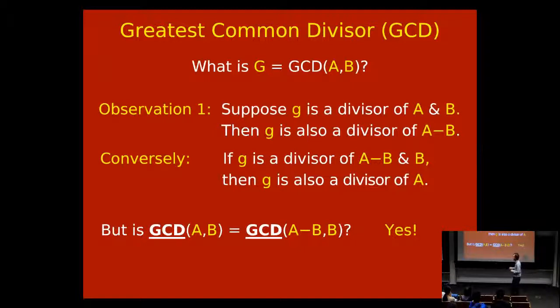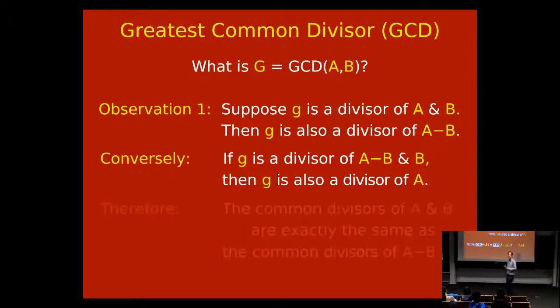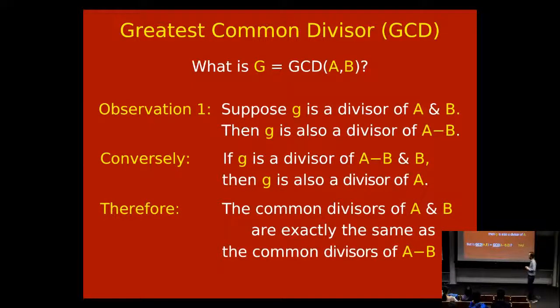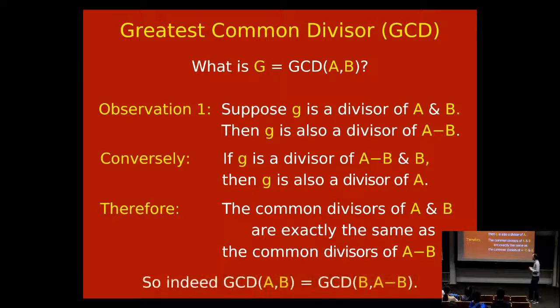I mean, the set of numbers that divide A and B is exactly the same as the set of numbers that divide A minus B and B. So this is true, and we can use it to do this GCD computation in a way that makes the numbers smaller and smaller until we get the answer. OK.